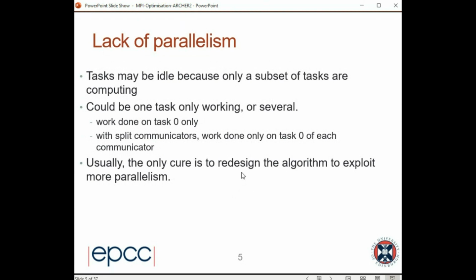When you first write a program, you may say, this calculation is difficult to do in parallel. I'll just do it on a single process and broadcast the results, or redundantly compute it, have every process do the same computation. You really need to redesign the algorithm to exploit more parallelism. I'm not really going to talk about that here, although I'm going to talk about how bad it can be. The classic one is I/O.